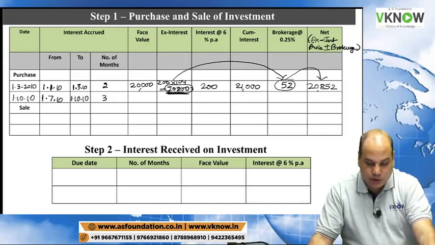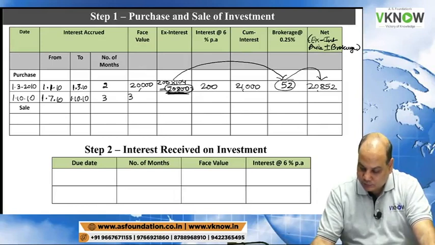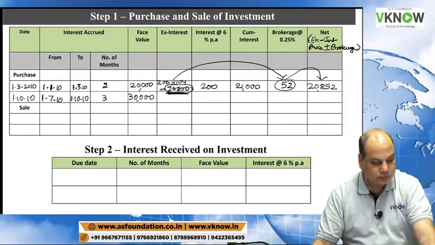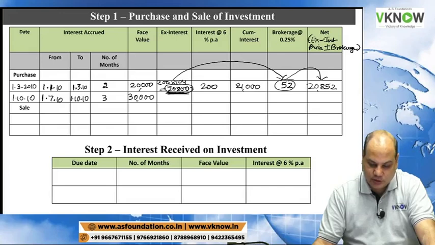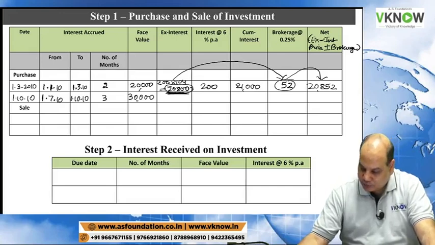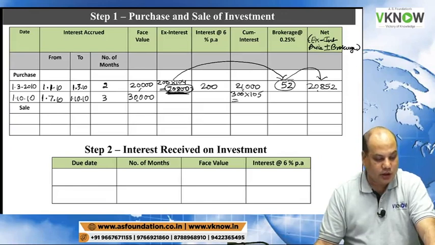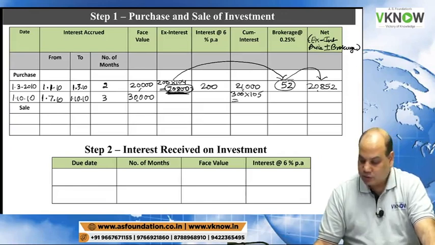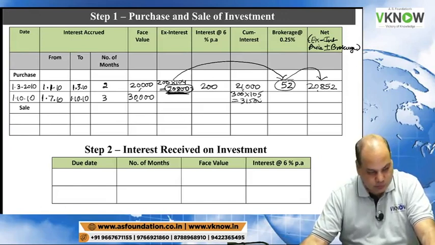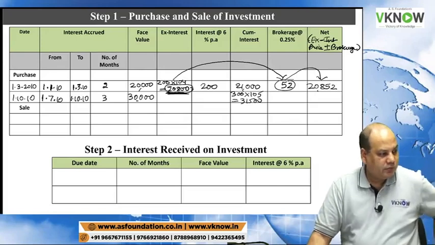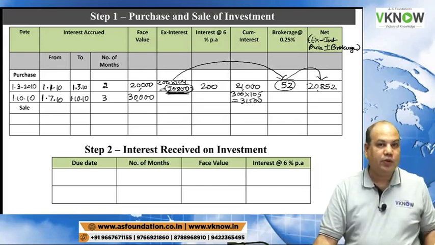And the quantity bought is 300. 300 into 100 is 30,000. Now this time it was purchased on cum interest basis at 105. So in the cum interest column, you will write down 300 into 105, which is 31,500.